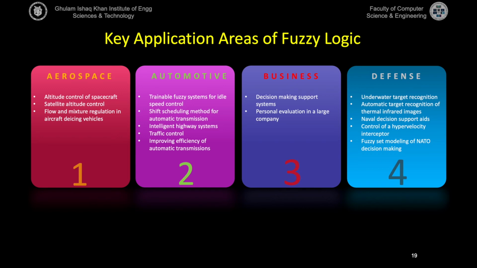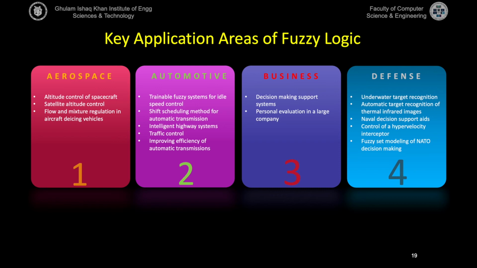Then there are intelligent highway systems that are being designed using fuzzy logic. For example, they detect how many cars are coming and which light should be opened, which light gets the priority. Similarly, it could be used for traffic control on a given day or at a given place. They are highly useful and suitable for that purpose, and can be used to improve the efficiency of automatic transmission as well, as already mentioned earlier. Similarly, they've been used in business for decision-making support systems and for personnel evaluation in a very large company. By just seeing what kind of work has been done by a person, they can be used for personnel evaluation.